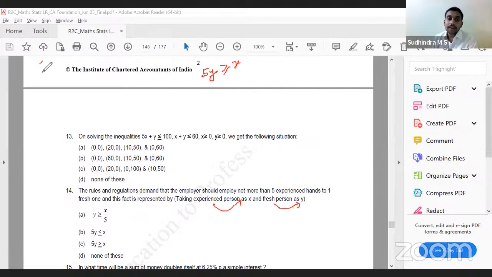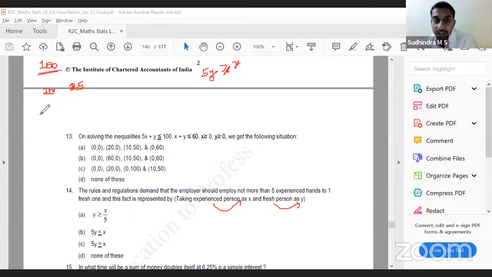For example, that example that we took, if there are 100 experienced, 20 fresh, condition is satisfied. 5 times 20 is 100. 100 is equal to 100. So we also have equal to here. Instead of 20, let's say we had 25 fresh people. If we have 25 fresh people, how many experienced can we have? 125. 125, 5 times. But we have only 100. Condition is satisfied. It says maximum you can have 5 times. It's not minimum 5. Maximum you can have 5 times. So with 100, the condition is still satisfied. 5 times y, 5 times 25 is 125, is greater than or equal to x, which is 100.